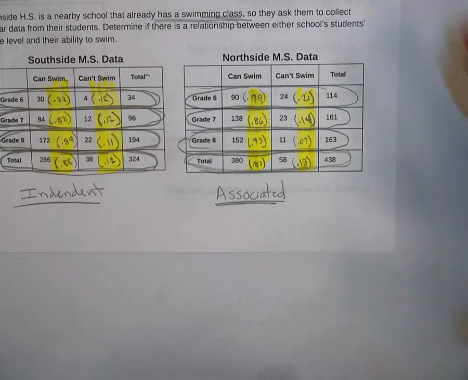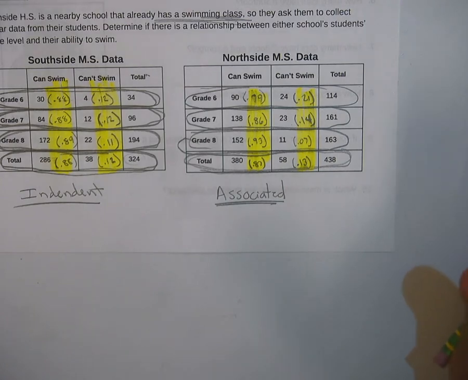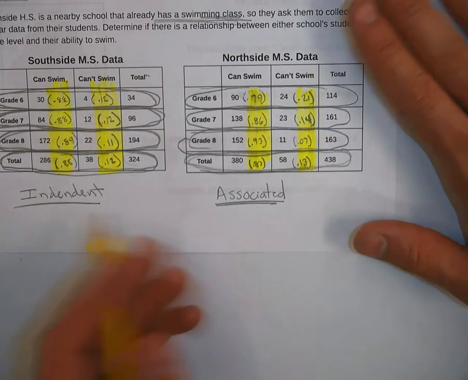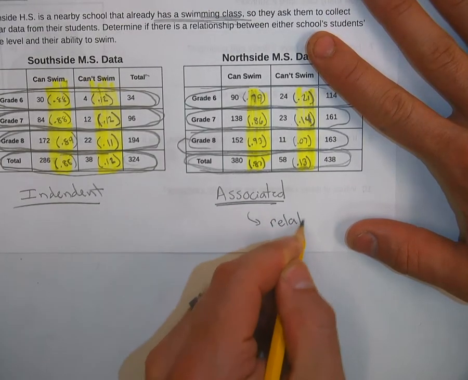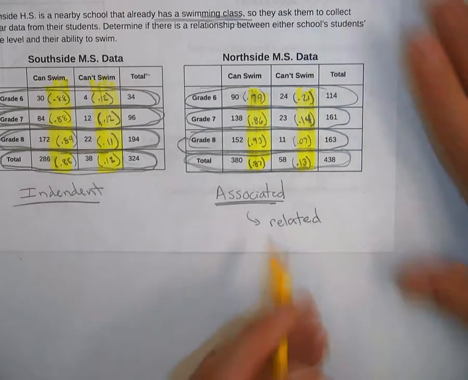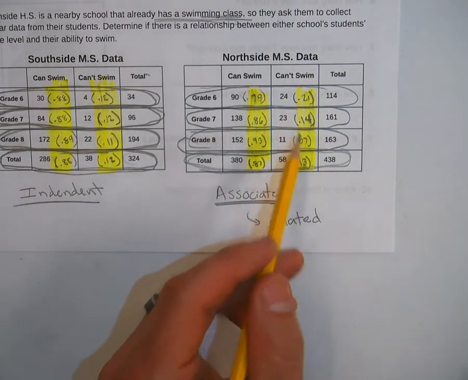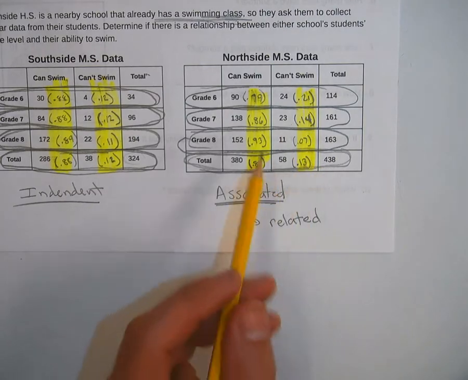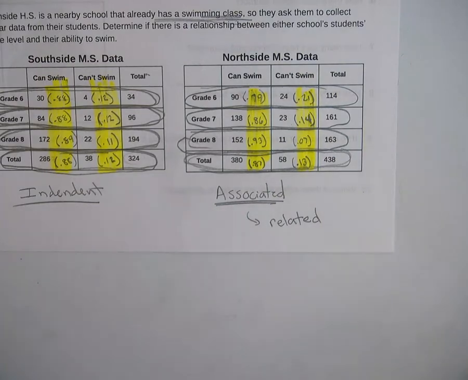A dependent relationship would mean that as one thing changes, the other has to change. So, like spending money and money in my bank account. As one changes, the other has to change because that's where the money is coming from. Those are dependent. Here we say associated, or other times you might call it related, because as one thing is changing, there tends to be a trend in the other. So it's like temperature outside and ice cream sales. As one changes, the other tends to change.